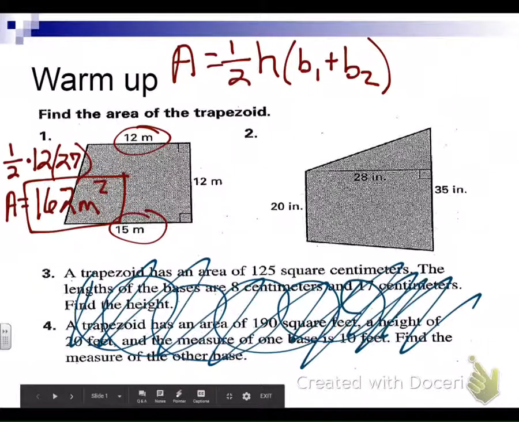Okay. Good job, David. I like how you typed that in. All right, the next one. 1/2. Now this one's different. Our bases are on the side, but those are the parallel sides.